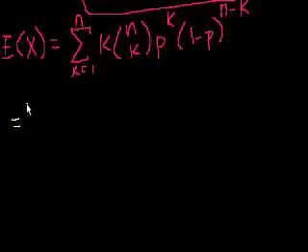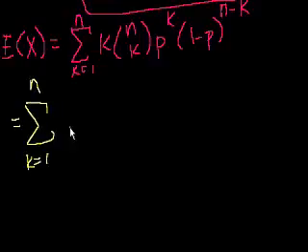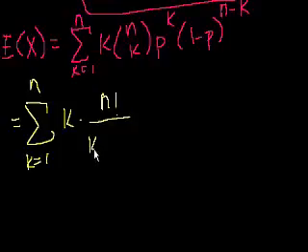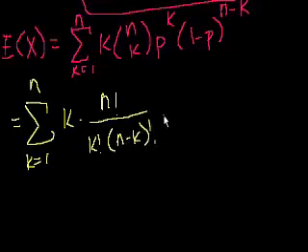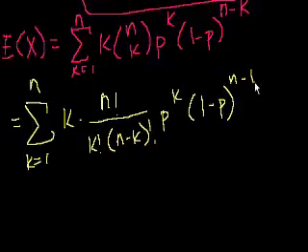Okay, so then this is equal to, I'm just going to write out the binomial coefficient, the sum from k equals 1 to n of k times n factorial over k factorial times n minus k factorial, times p to the k times 1 minus p to the n minus k. And here we can make a little bit of a simplification, because what's k divided by k factorial?